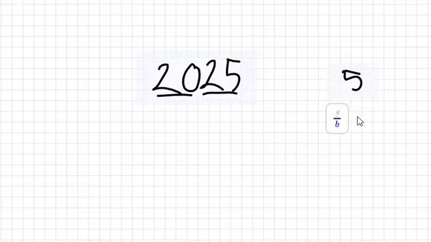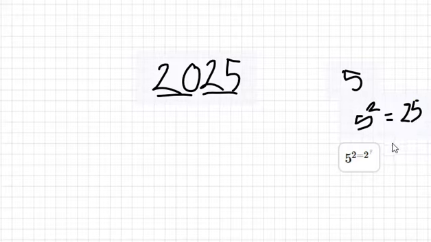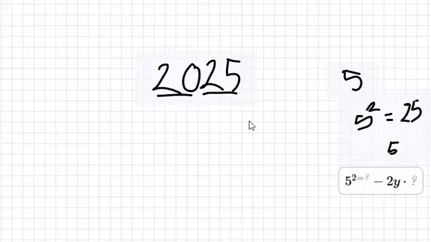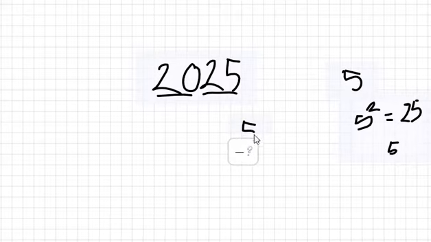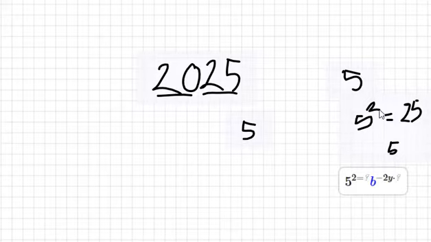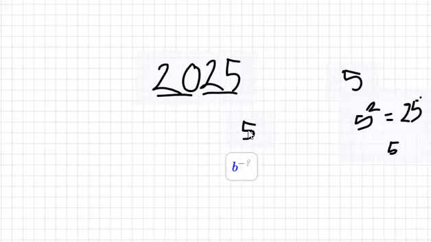As we know, 5 squared is 25, so the unit digit of 5 squared is 5. That means the unit digit of the square root of this number will be 5. There is only one digit, 5, which when squared gives a number ending in 5. So this much we have understood.